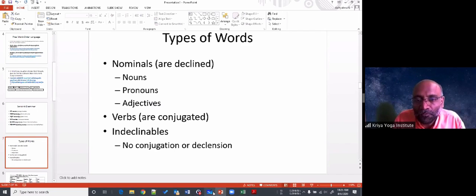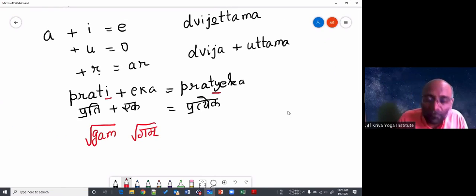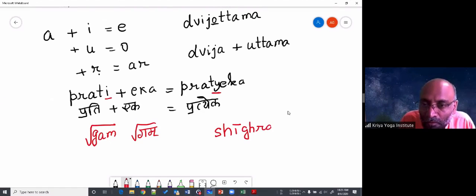An adverb tells you how the verb is being done. Just like an adjective describes the noun, an adverb describes the verb. One example is shigram. Shigra means quickly or fast. So sah shigram gacchati, he goes fast. This is one of the examples of an adverb.